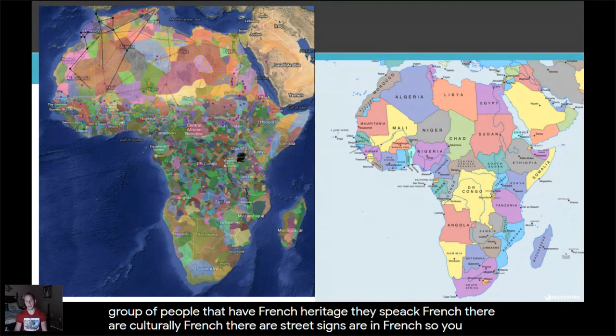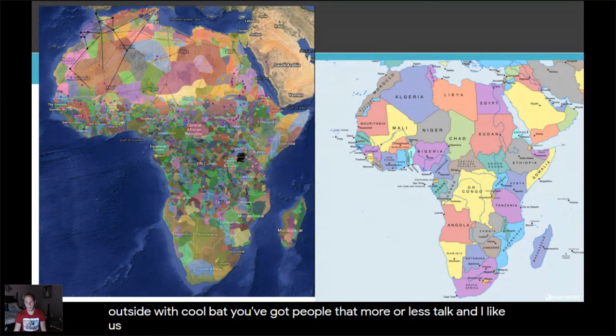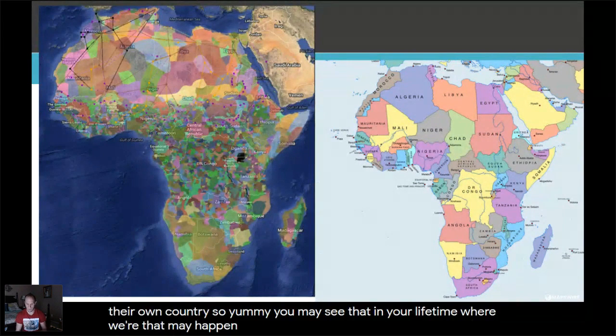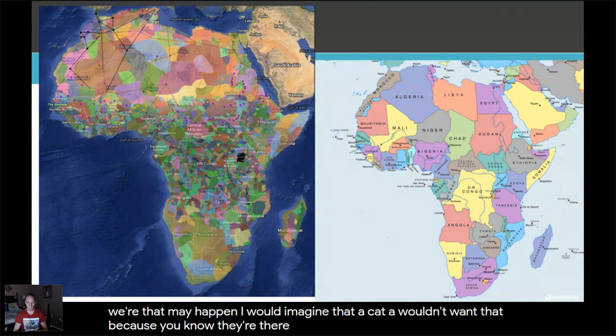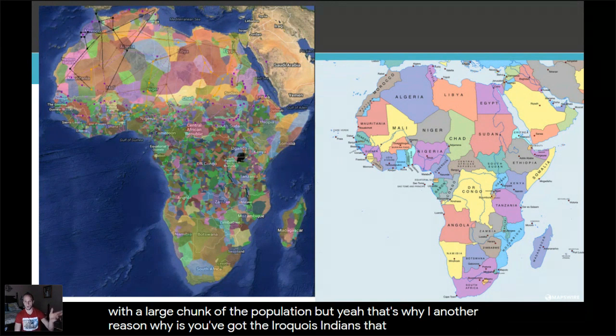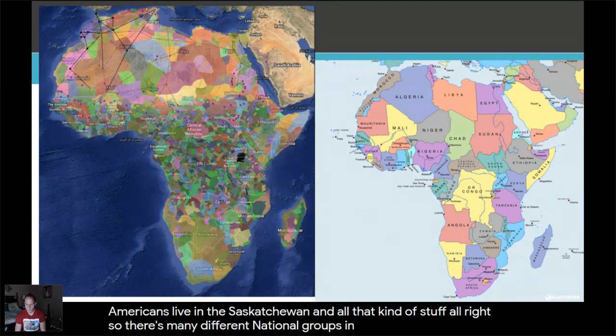So you go outside of Quebec, you've got people that more or less talk and act like us. So there have been referendums in Quebec to become their own country. You may see that happen in your lifetime. I would imagine that Canada wouldn't want that because that's a pretty well-to-do province with a large chunk of the population. But yeah, that's why. Another reason is you've got the Iroquois, Native Americans, who live in Saskatchewan and all that kind of stuff. So there are many different national groups in Canada.